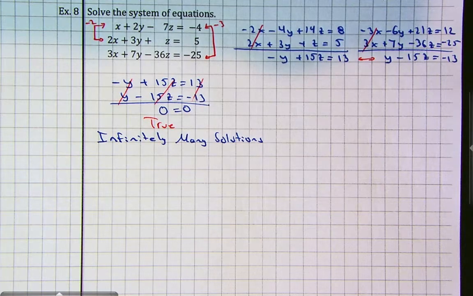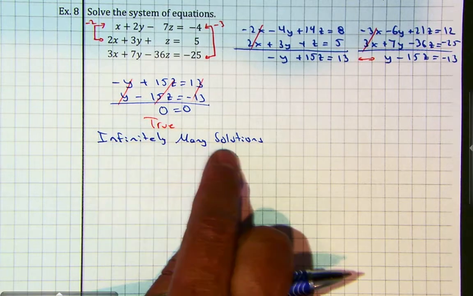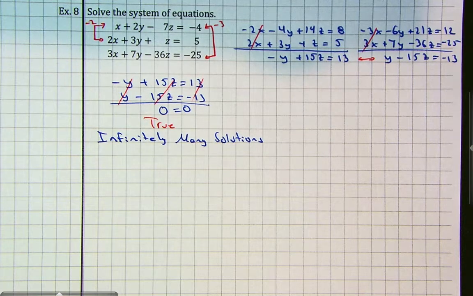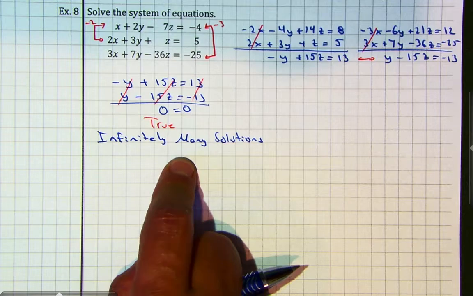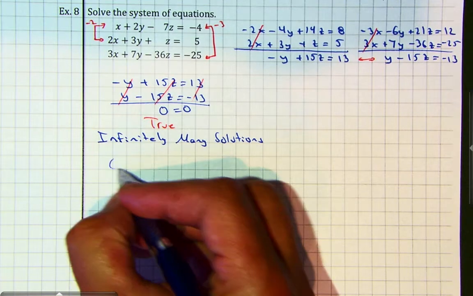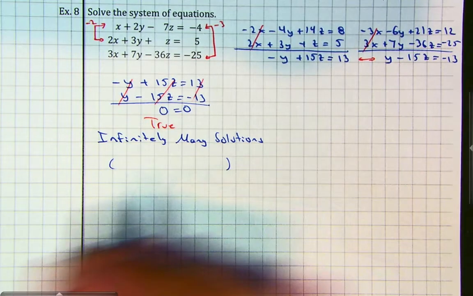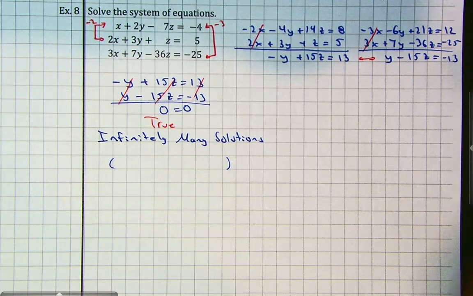Now, there are going to be times when it's going to give you a false statement, and then there are no solutions and you're done. But if you have an infinite number of solutions, now you need to be able to decide on the equation to be able to get those solutions. So let's see, you want to be able to get one equation or the other.